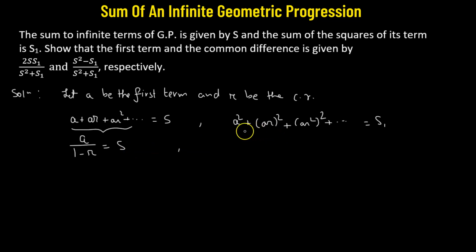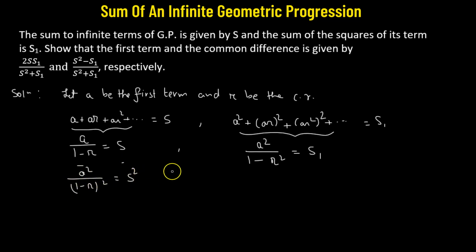Then we have this other infinite geometric series with the first term A squared. So we have A squared divided by 1 minus the common ratio. The common ratio in this case will be (AR) whole squared divided by A squared, so that will be R squared. So this is equal to S1. Now we will square both sides of the first to get A squared divided by (1 minus R) whole squared, which is equal to S squared. Let this be equation number 1, this is equation number 2, and let this be equation number 3.